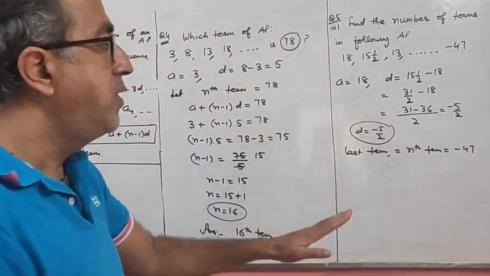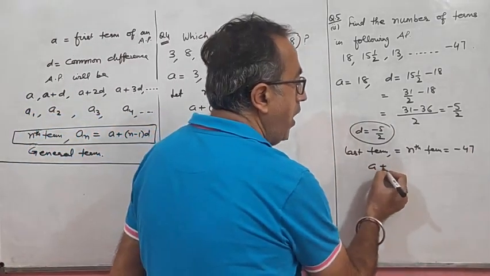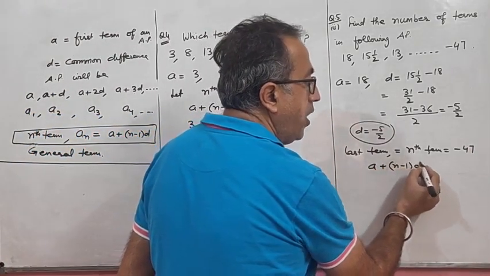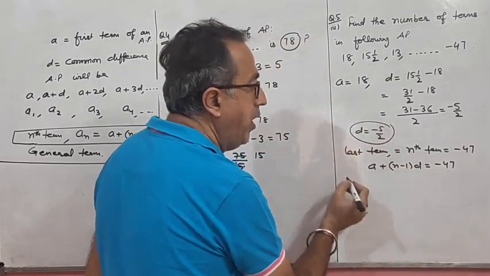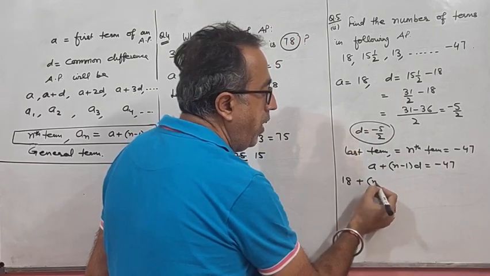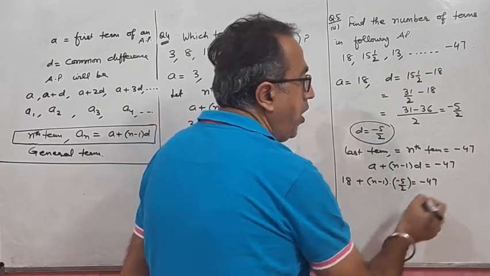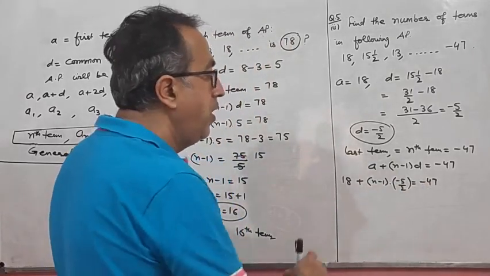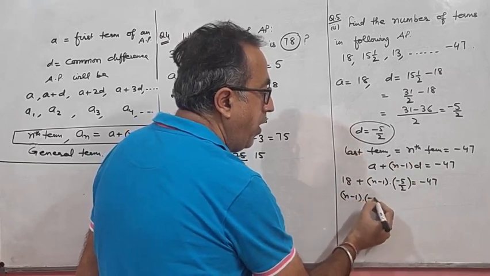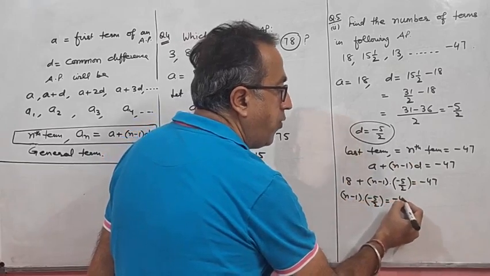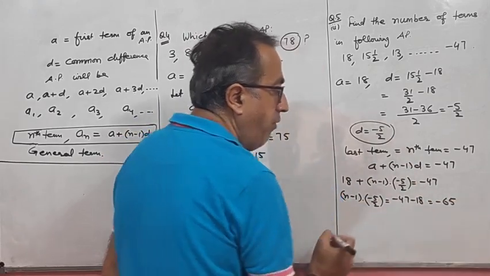Now it is the same as question number 4. The nth term is A plus n minus 1 into D equal to minus 47. Put the values of A and D. A is 18, n minus 1, D is minus 5 by 2, equal to minus 47. Shift this 18 to the right side. n minus 1 into minus 5 by 2 equals minus 47 minus 18, it becomes minus 65.